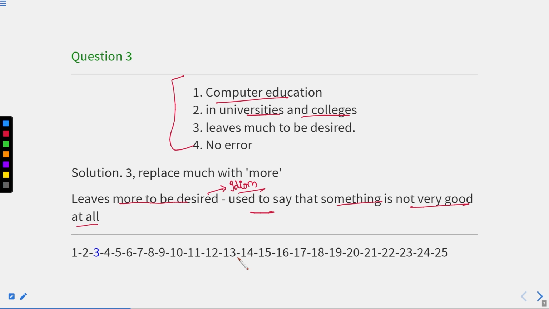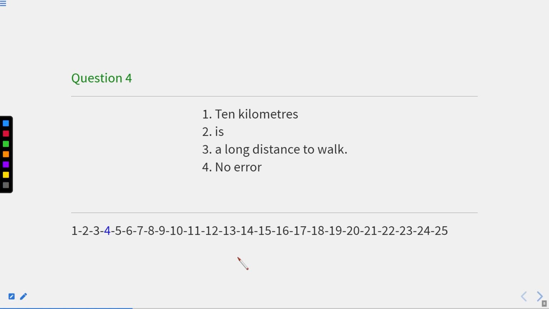Okay, now let us move to the next one, that is question number 4. 10 kilometers is a long distance to walk. Now here, if we talk about 10 kilometers, that is fine. It means this is the distance. So we are talking about distance, and for distance, we can use the singular form of the verb. So this is also correct over here.